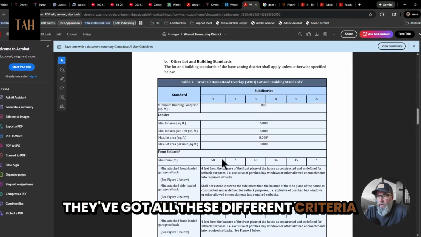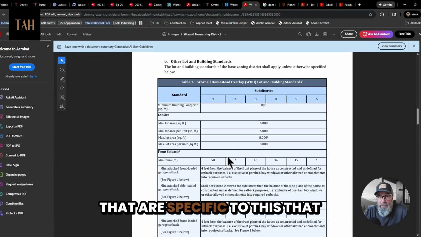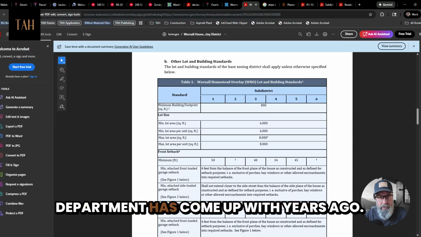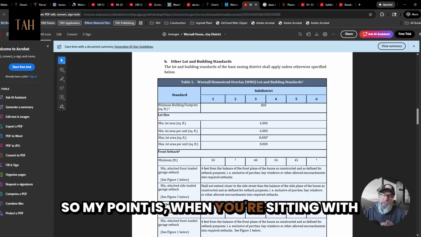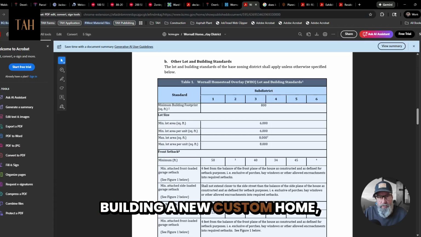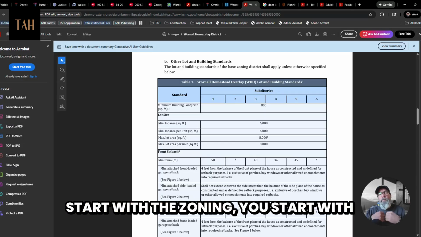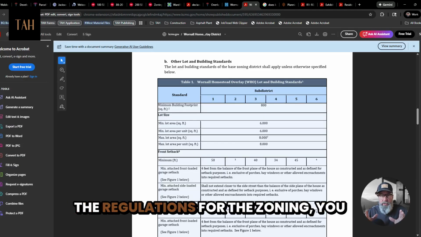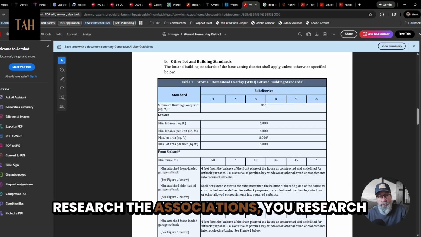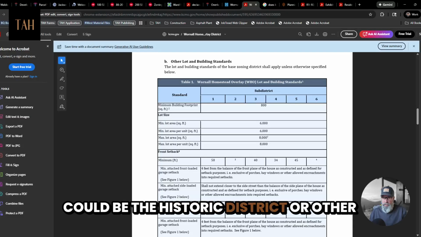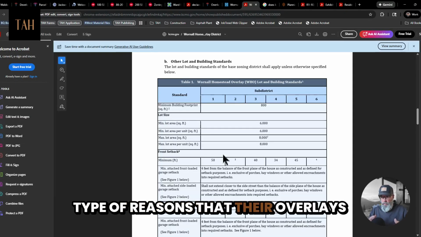They've got all these different criteria. They're specific to this and override the baseline regulations that the city planning department came up with years ago. So my point is, when you're sitting with a planner, thinking about building a new custom home, whether it's a new development or an existing neighborhood, you start with the zoning, you start with the regulations for the zoning, you research the associations, and you research any potential overlay districts, which could be the historic district or other types of reasons that overlays exist.